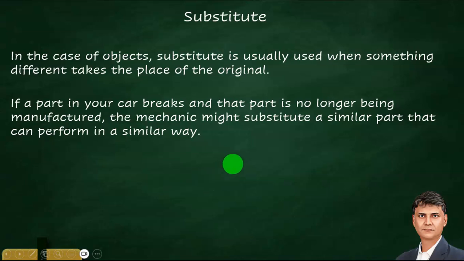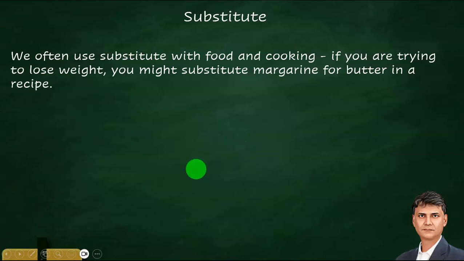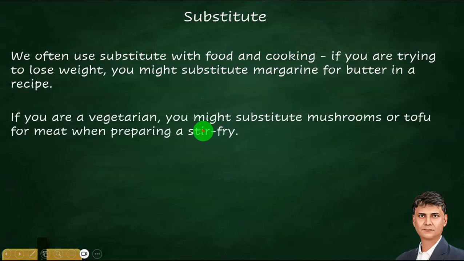If a part in your car breaks and that part is no longer being manufactured, the mechanic might substitute a similar part that can perform in a similar way. So here you're using a substitute because the original is no longer there, right? Let's understand further. We often use substitute with food and cooking. If you're trying to lose weight, you might substitute margarine for butter in a recipe, right? So here margarine becomes a substitute for butter, right?